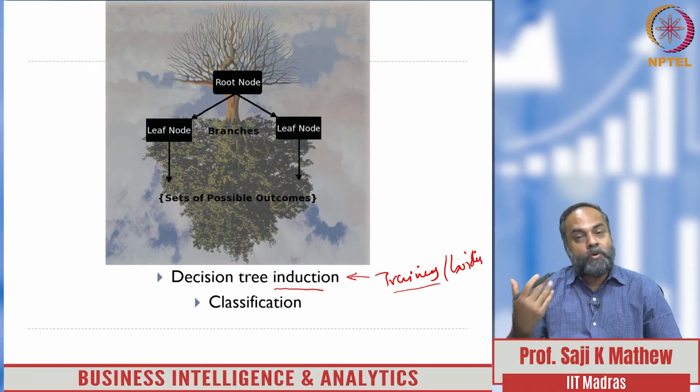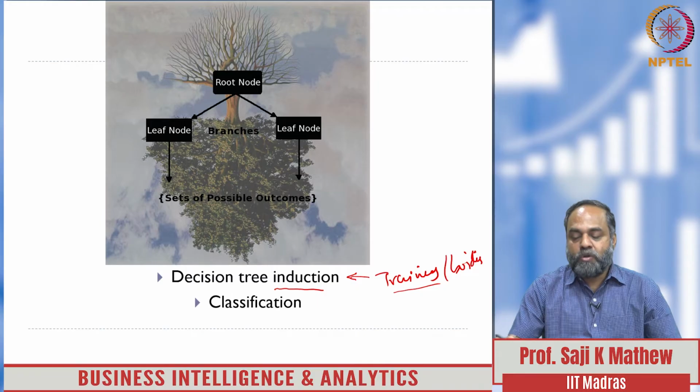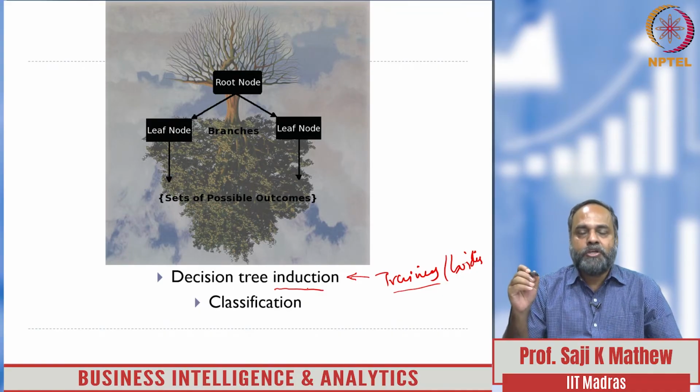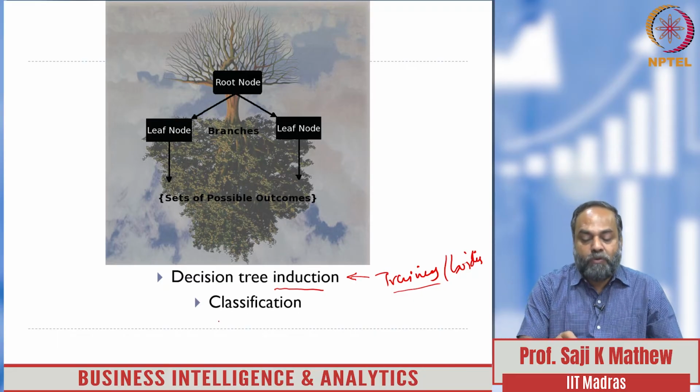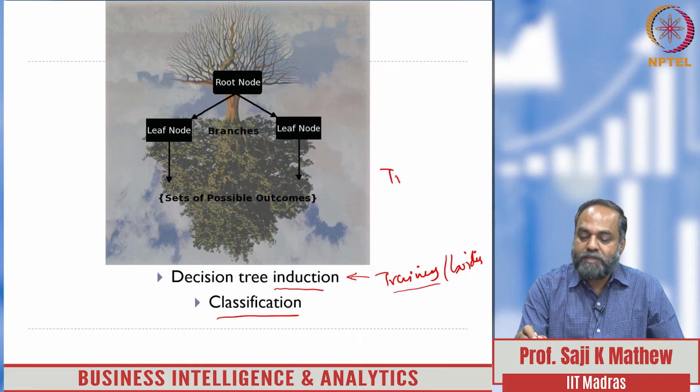You are inducing from data. There are no prior rules, and therefore it is not deduction. This is induction. This is bottom up. We are identifying rules from a set of observations, and therefore it is induction, not deduction. So the training phase can also be called decision tree induction. And once a decision tree is induced or built, we are ready to use it for classification. A tree, in other words, is a classifier.